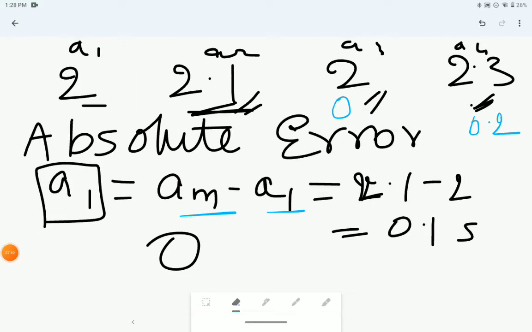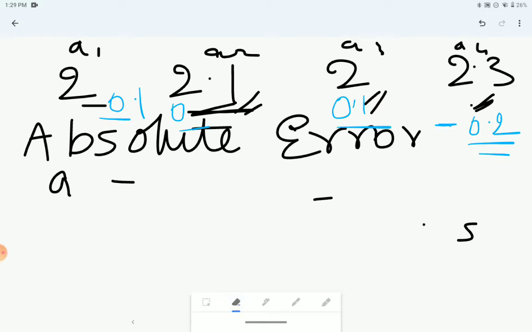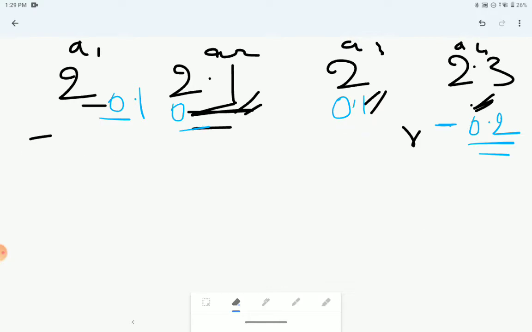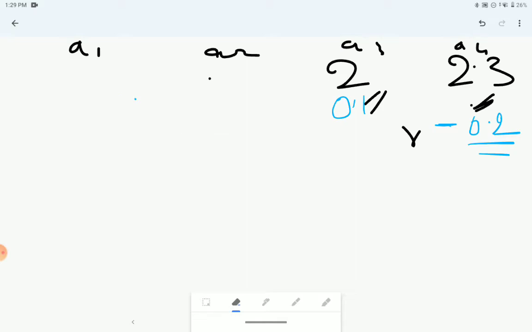Yes, here the errors result as 0.1 seconds, 0 seconds, 0.1, and the last one minus 0.2, because the difference is minus 0.2. These are the errors that we obtained, right? So these are all absolute errors. Now you need to know another concept in order to solve these errors. Let me explain.